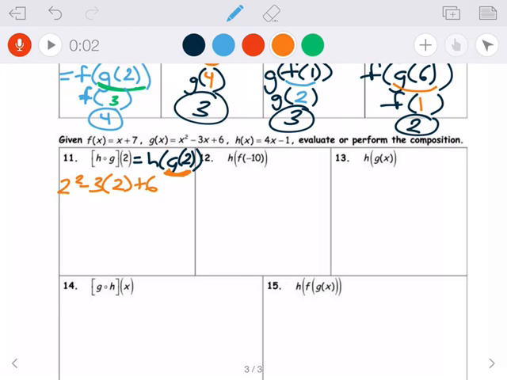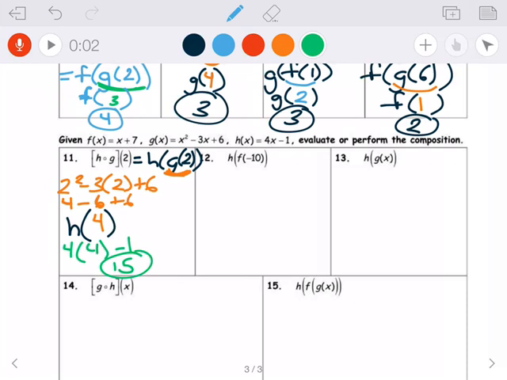Type that quantity in a calculator. Think about it. 2 squared is 4. 3 times 2 is 6, plus 6. Go in order from left to right. 4 minus 6 is negative 2. Plus 6 is 4. Now I take that to the outside function h. So in h, I'm going to replace every x with a 4. So that would be 4 times 4 minus 1, which would end up giving me 16 minus 1, which would be 15 as my final answer.